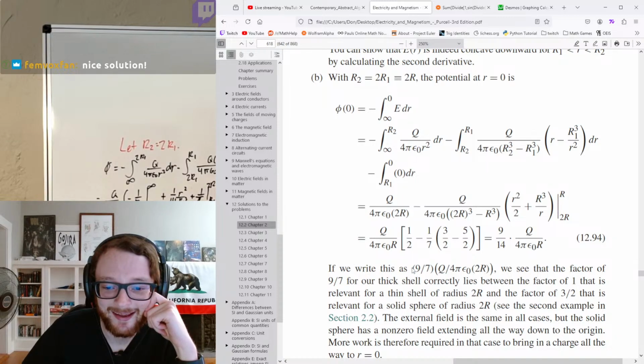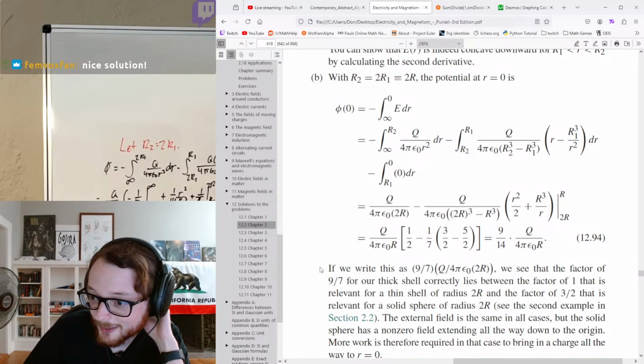We write this as 9/7. I really like the answer key because they discuss the next evolution of it too, or they usually include something that I never even thought about.